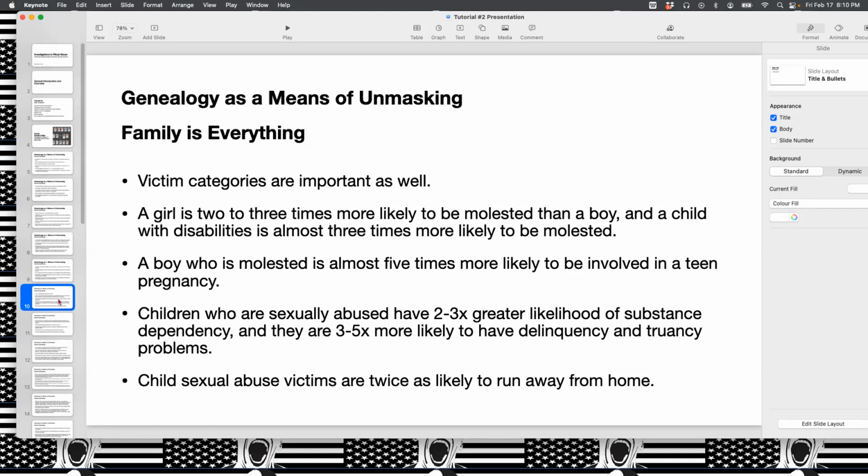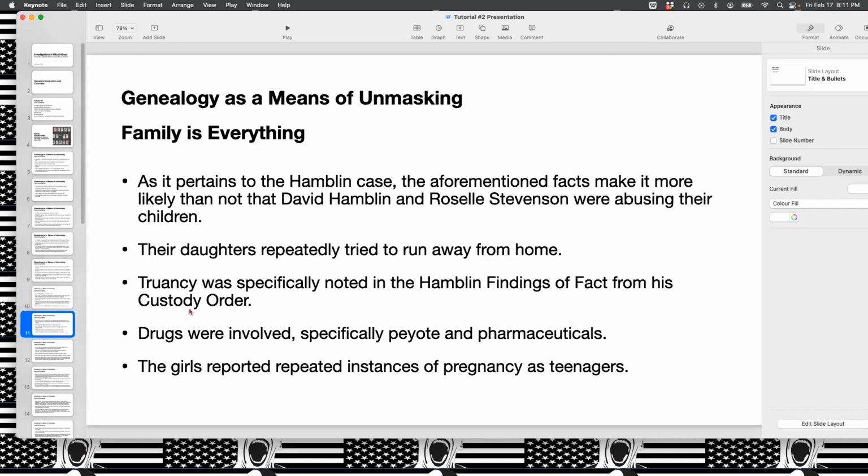So then you have the next factor. Child sexual abuse victims are twice as likely to run away from home. If you look at the Hamlin police reports that are released, there are a significant amount of them that reflect police being called to the Hamlin residence or Roselle Hamlin's residence during the separation and divorce proceedings because her children were taking the car and leaving. There were curfew violations. In fact, our daughters were arrested in certain cases for that and cited. So these are indications, these are the things that you would expect to see for a child sexual abuse victim.